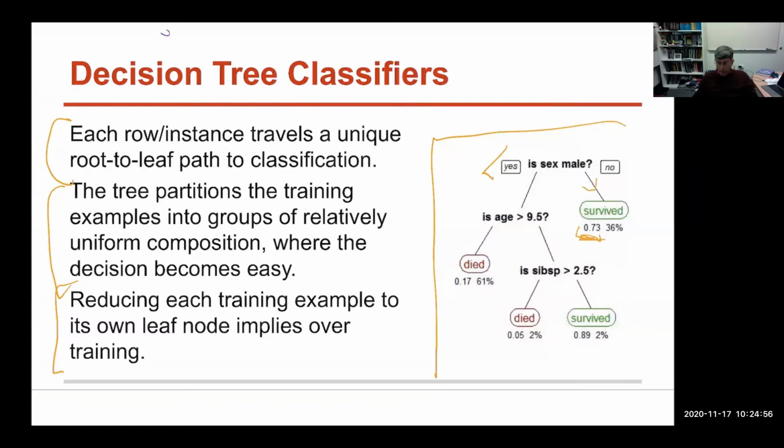So basically, what's this saying? 36% of the people on the Titanic were women, and 73% of them survived. That's what the two numbers here are supposed to suggest. If you were not a male, what were your chances of surviving? Well, the question is, were you a kid? Remember, it was women and children first.